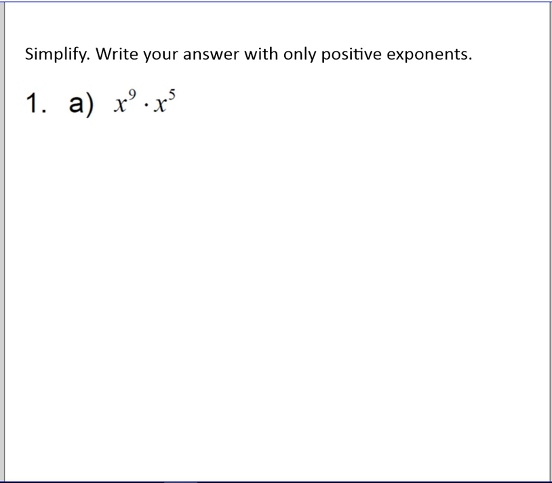So let's start off by looking at simplifying using exponents, and the directions do state to make sure your answer is in correct form, which means you only have positive exponents. So our first one, we have the multiplication rule. Therefore, multiplying with the same bases, we'll add exponents. And so we'll combine our 9 plus 5 to get a new exponent of 14. So this first one is x to the 14th power.